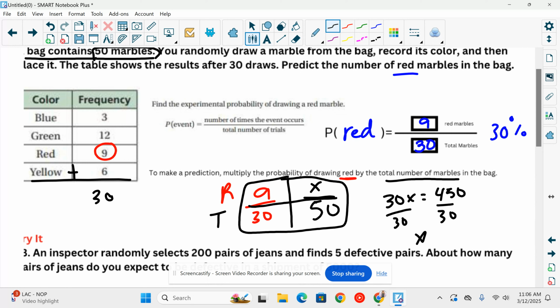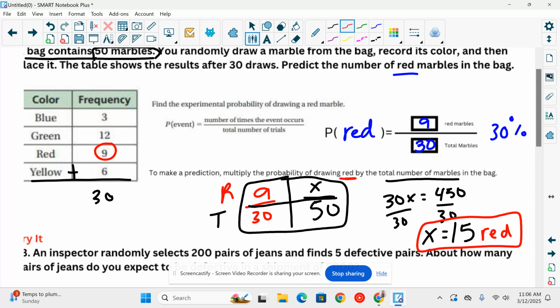I get X equals 15. So I get X equals 15 what? 15 total. 15 red marbles. Go back to the question and see what we're asking. Okay.